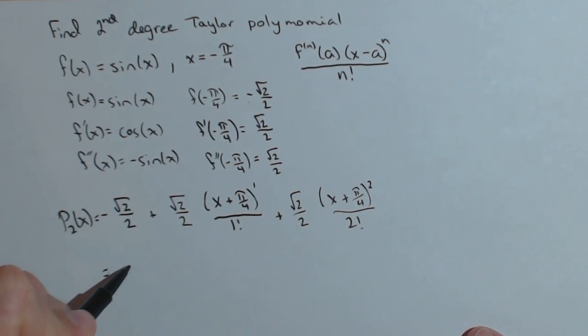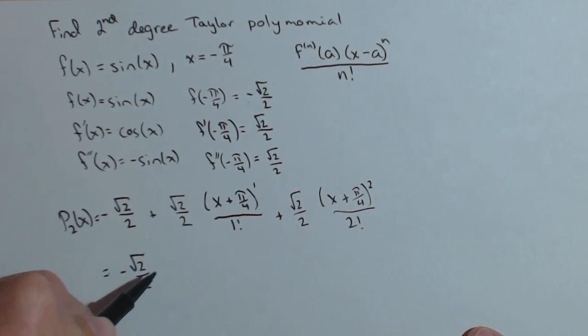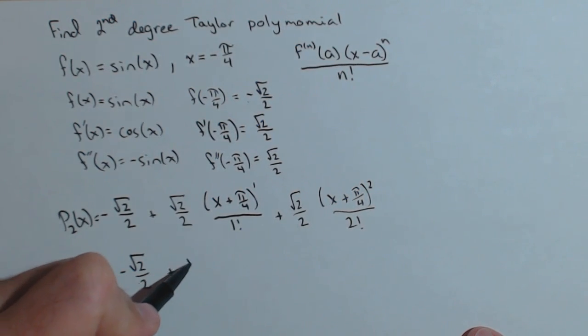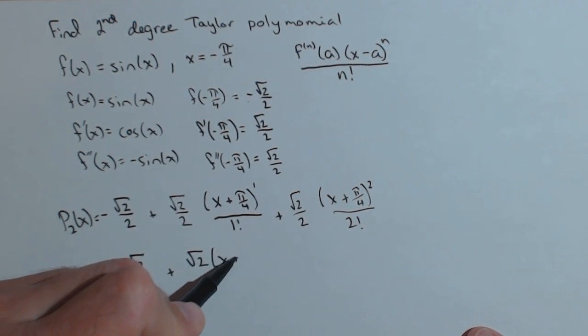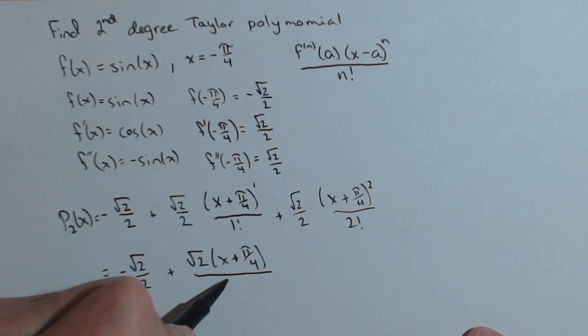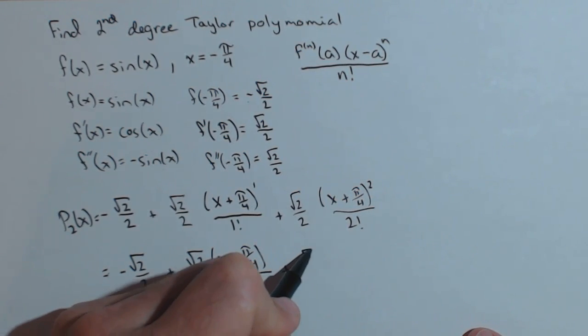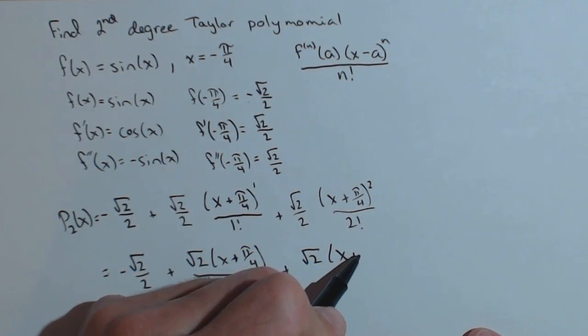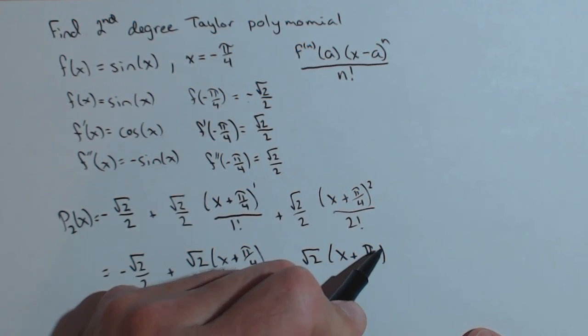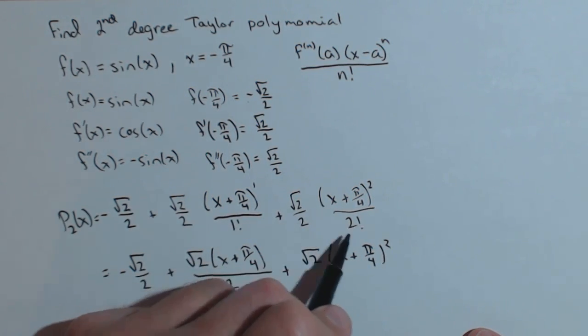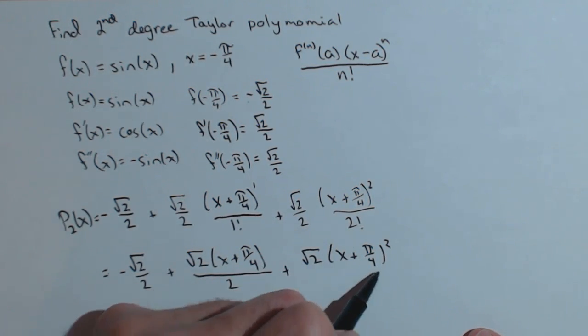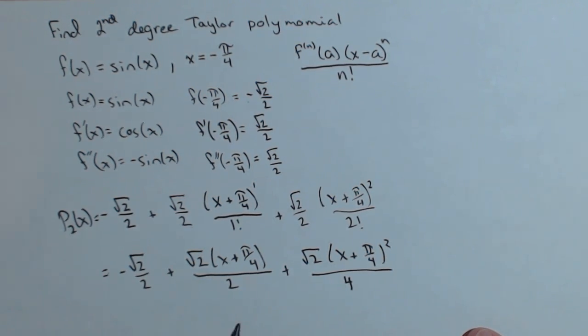We'll just do one step of simplification, so negative square root of 2 over 2 plus square root of 2 times x plus pi over 4, all over 2 plus square root of 2 times x plus pi over 4 squared. Now on bottom here we got 2 factorial, which is 2 times 2, so all over 4. And there's our second degree Taylor polynomial.